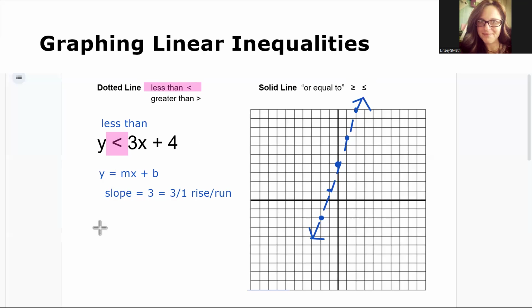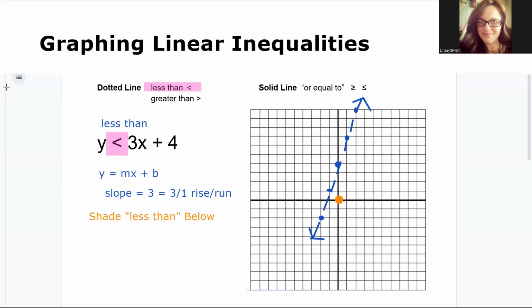And now let's talk about where to shade. We want to shade, since we have less than, we want to shade below the line. Now, if you're not sure exactly what that means, you can always test a point.